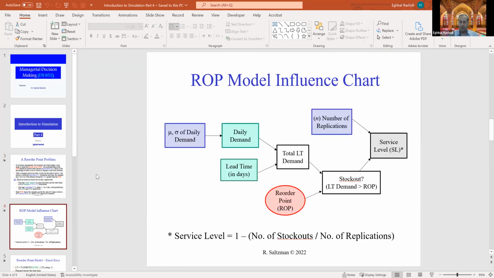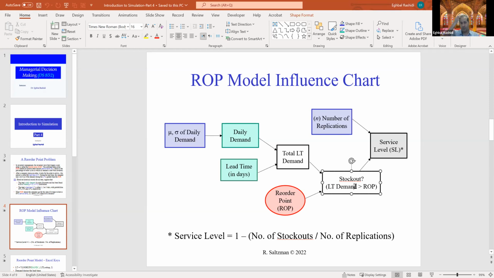To solve this problem, we're gonna first build up the influence chart. So we're gonna start with the output. The output is the service level. We're gonna start from the end, and then we see what influenced the service level. The service level is going to be influenced by the number of replications that we do, because it's going to be a simulation. So we need to do a lot of replications here, say 1,000, a couple of hundred. And the other one is the stock out, whether we have a stock out or not in each replication.